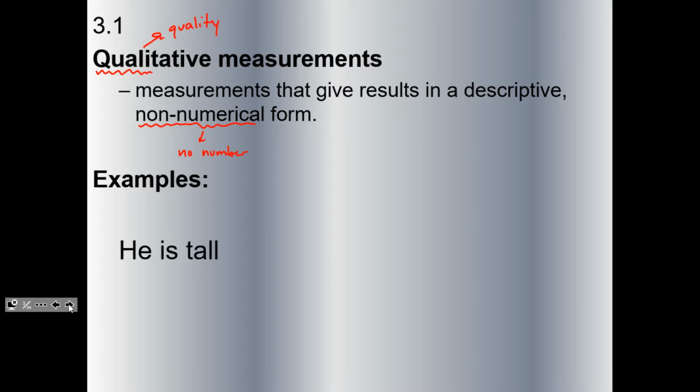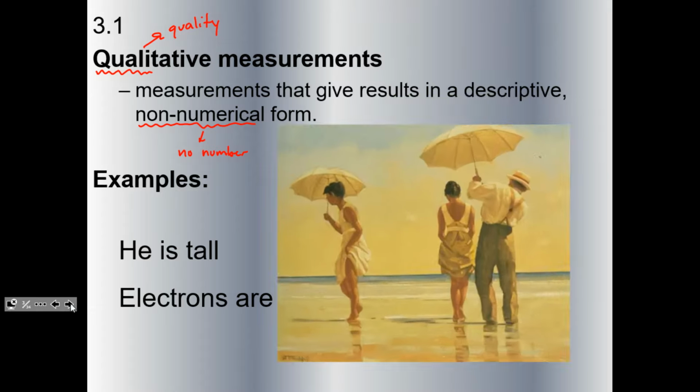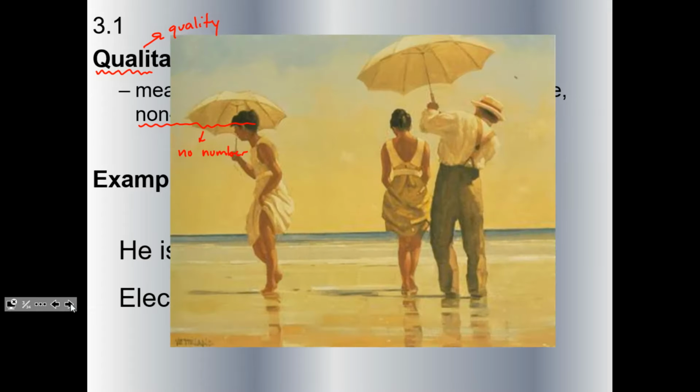So examples: he's tall. No numbers there. We're looking at the man. He's tall. Qualitative statement. Electrons are tiny. No numbers there. They're just small. We're not measuring them. Now, if I take a look at this picture, there's lots of things that I could say about it. I could say there are two umbrellas, but that would not be a qualitative measurement. What I can say is that the umbrellas are yellow. That's more descriptive than numerical. I would say that maybe there are three people, but again, that has a number in it, so I can't do that.